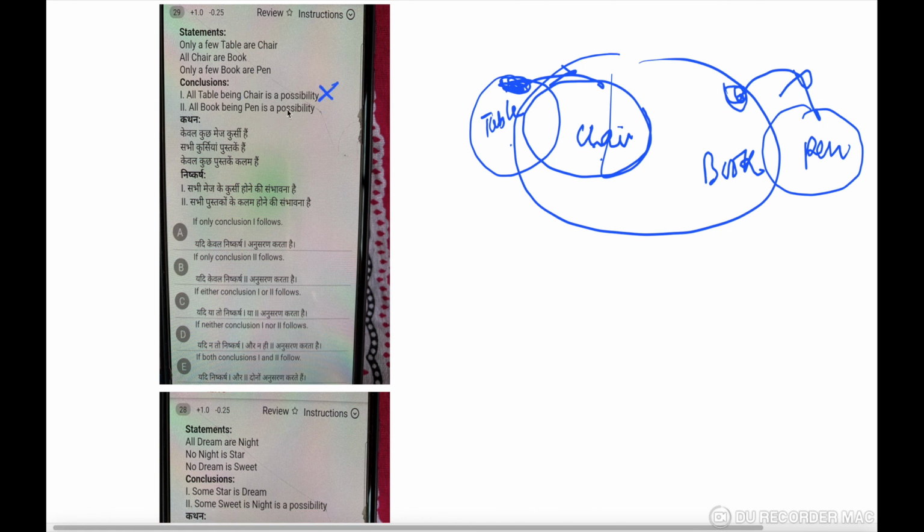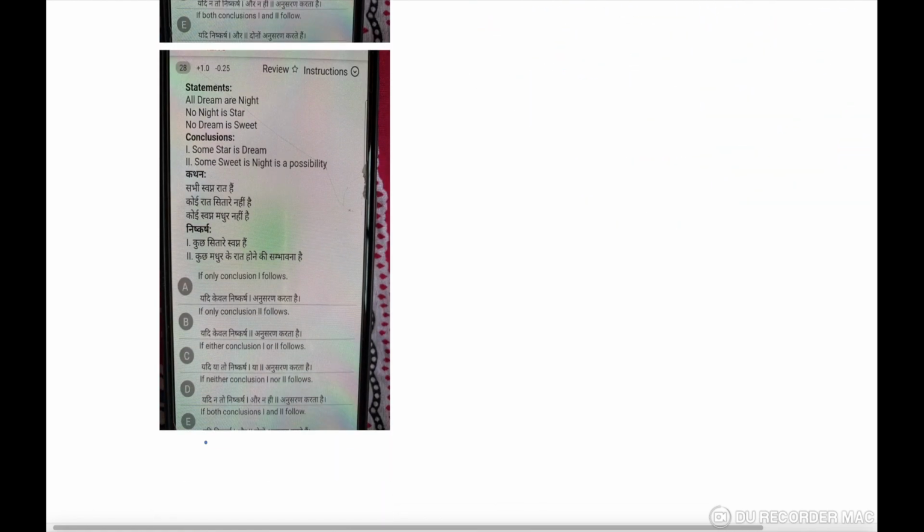All book being pen is a possibility. Again the same thing. Only a few book are pen, so there are some books in this portion which are not pen. So again this one is incorrect. So your answer is neither, neither 1 nor 2. Next.